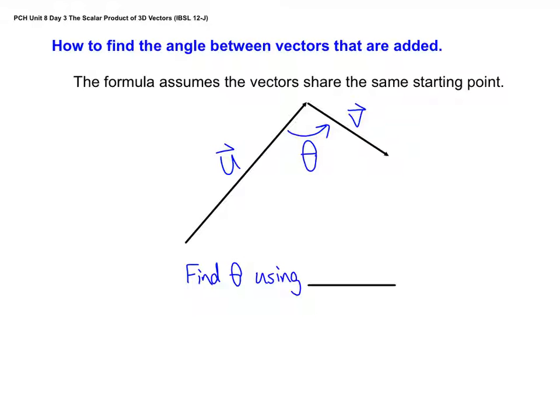Okay? So there's two ways that you guys can handle this in order to still use our formula, but get the angle we're looking for. Can anyone think of one? Yeah, you can just flip U or V. Flip U. Okay, how do we flip U? We use negative U. So we would use negative U and vector V.